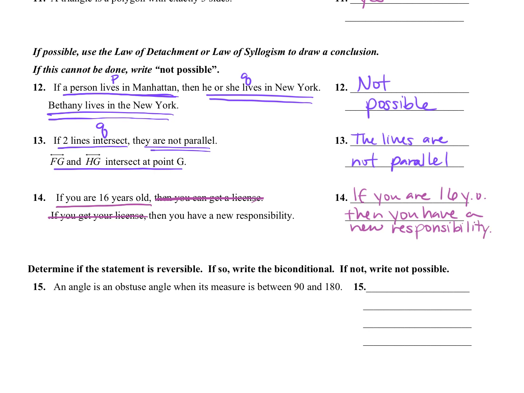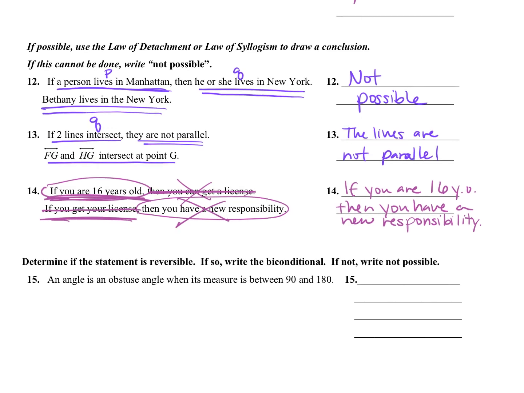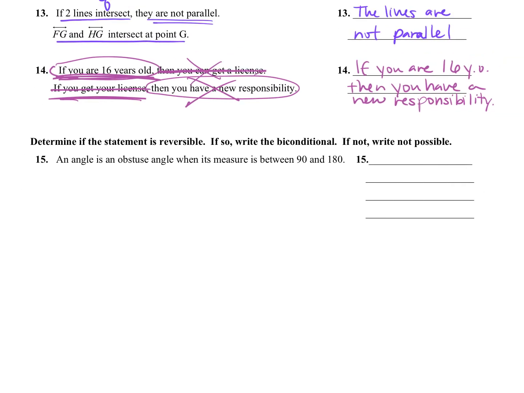So if you are 16 years old, then you have a new responsibility. Remember, if you end up with an if-then statement, you write it. What if you end up with an if statement? You write not possible. What if you end up with a then statement? It's something that doesn't work. If these were the two that were the same and we crossed them out and you said if you're 16, if you get your license, that doesn't make sense. So you say not possible. It doesn't work.